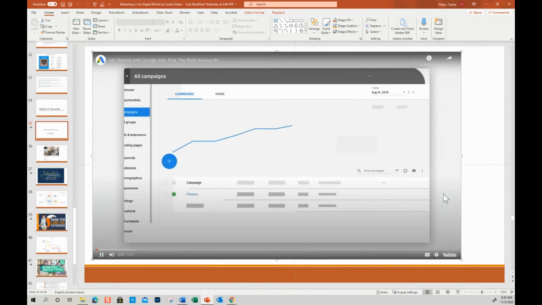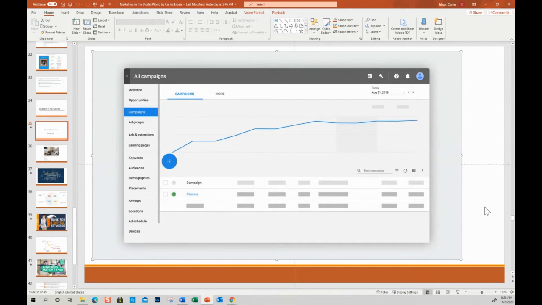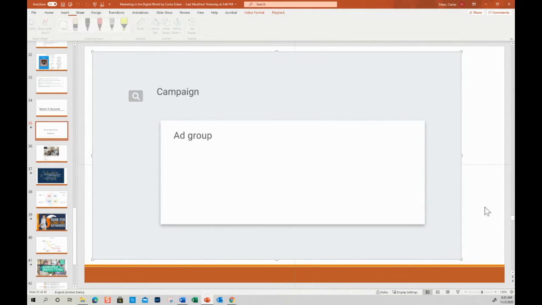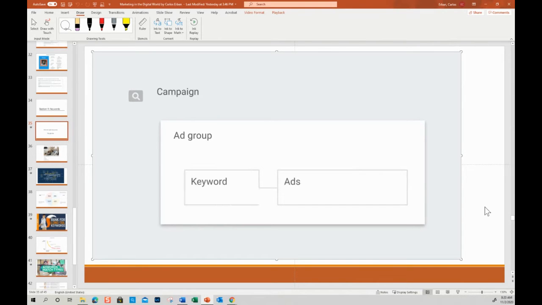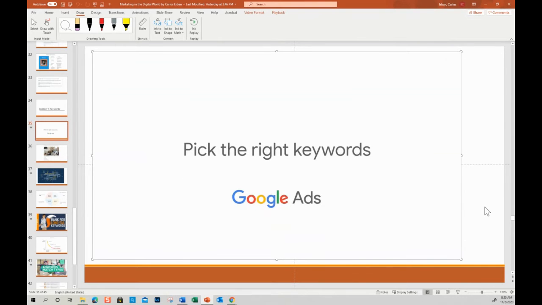So, you've created your first search campaign. The next step is to set up ad groups, keywords, and ads. Let's get started. Now, a campaign is a collection of ad groups. What's that, we hear you say? An ad group is just a collection of keywords and their ads. Going back to our flower shop example, you might have a campaign for flowers and an ad group for each flower type. In this video, we'll show you how to pick the right keywords. But before we jump in, let's go over what they are and how they work with people's searches.